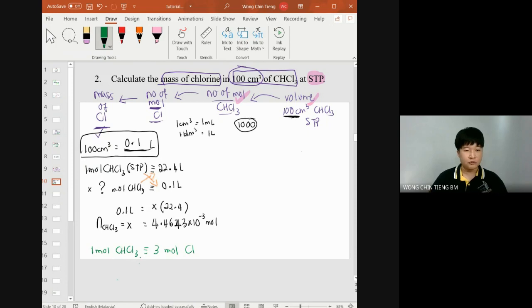One mole of CHCl3. Tak boleh buat, fine. Salah, tak apa. But you can't even answer the simple question. 1 mole CHCl3 ada berapa mole, and your friend take like few seconds to give me the answer.